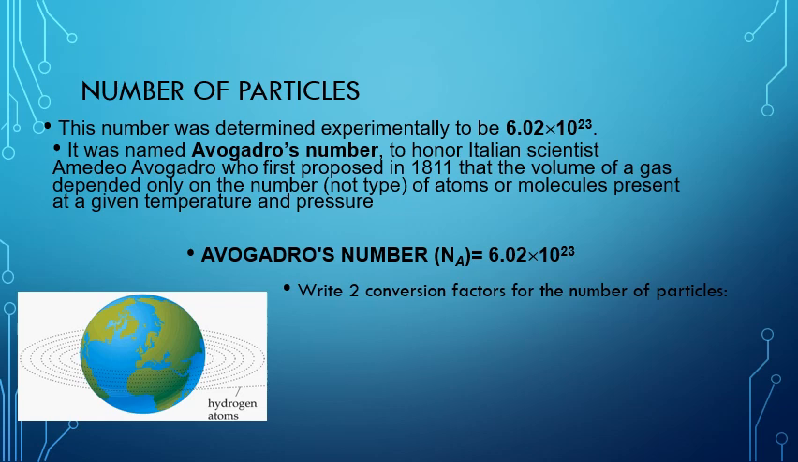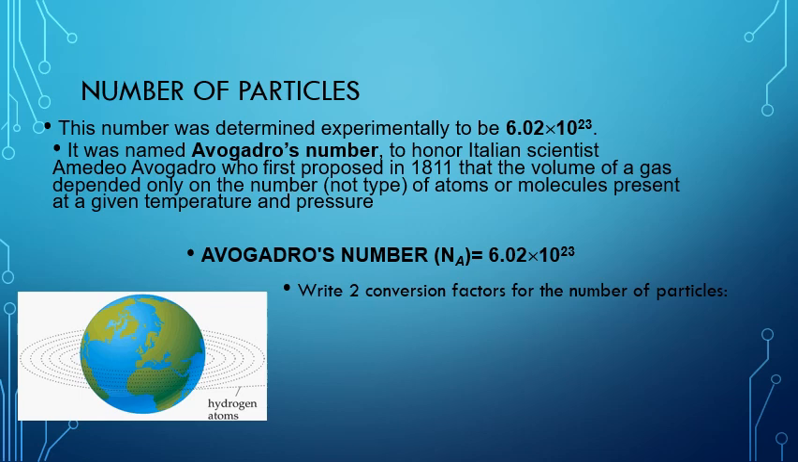Okay, so we're going to go through these different mole conversions one type at a time. The first one that we're going to look at will be the number of particles. This number was determined experimentally to be 6.022 times 10 to the 23rd. However, because it is such a large number, we just round it down and say 6.02 just to make it a little bit easier. It was named in honor of Amadeo Avogadro, who first proposed in 1811 that the volume of a gas depends only on the number of atoms or molecules, not on the type.